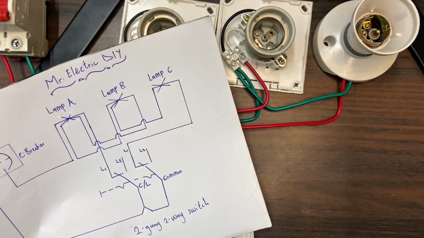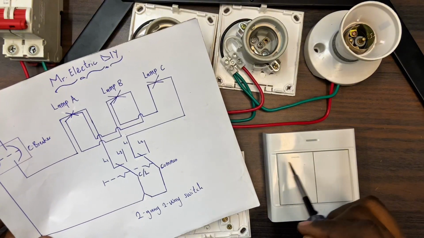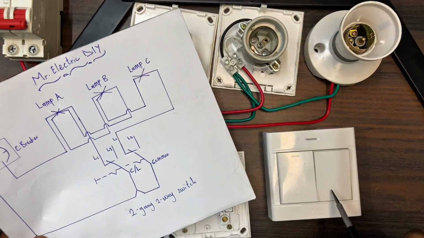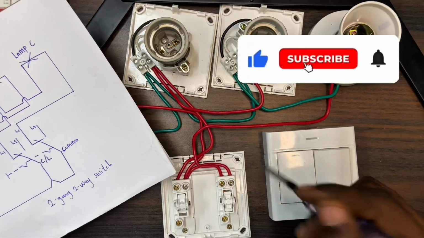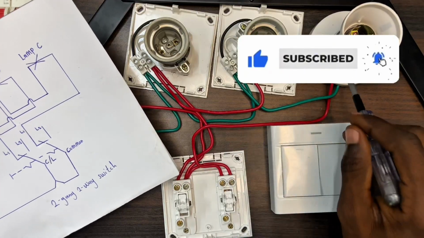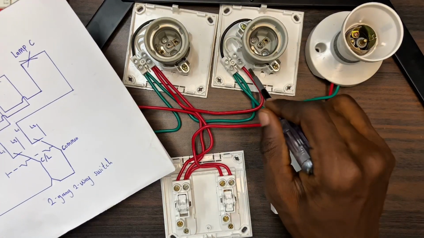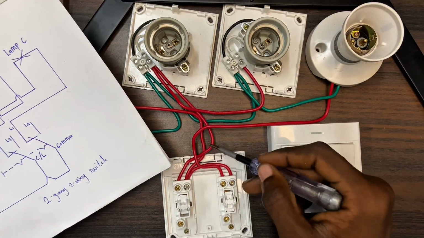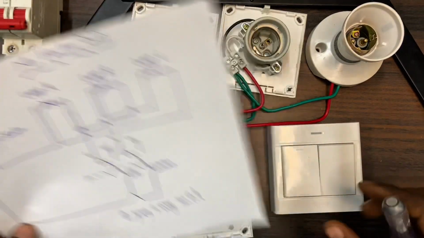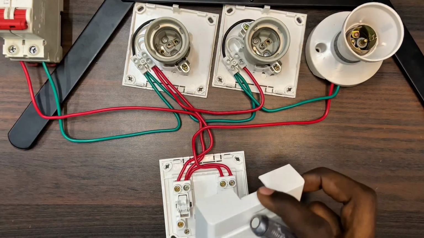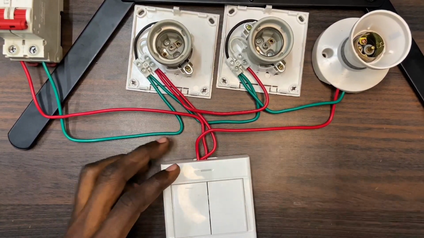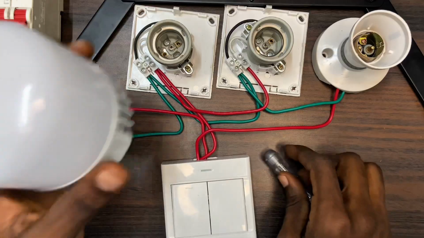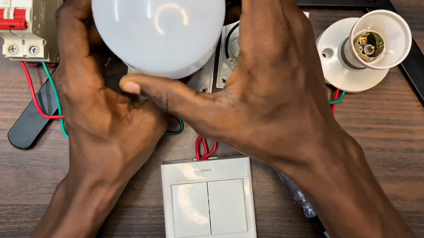lamp holder B. So this gang is actually going to control these two lamps, and this gang, this lamp, that is that. This is the switch wire for this lamp, and this is the switch wire for this lamp, and this is also the switch wire for this one. That is that. This is a screw type, so I'll screw it all the way down.